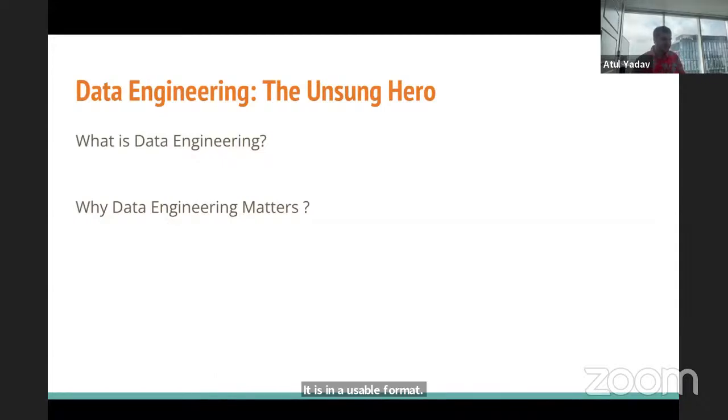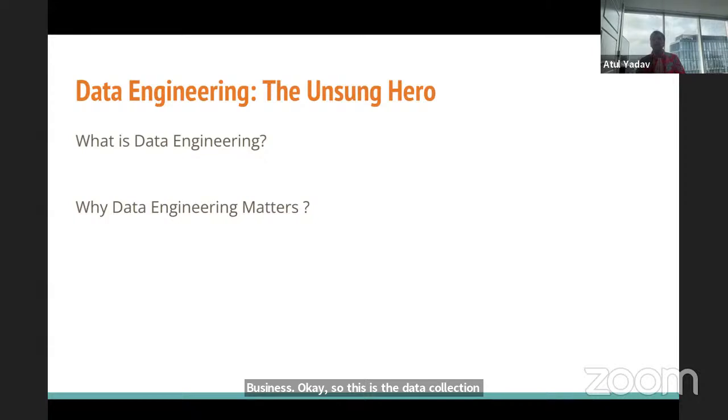Okay, so they check whether the data is corrupted, or in a format which can't be used. So they do the data parsing as well, converting it into the desired format so that the data can be used by the business. So this is the data collection.